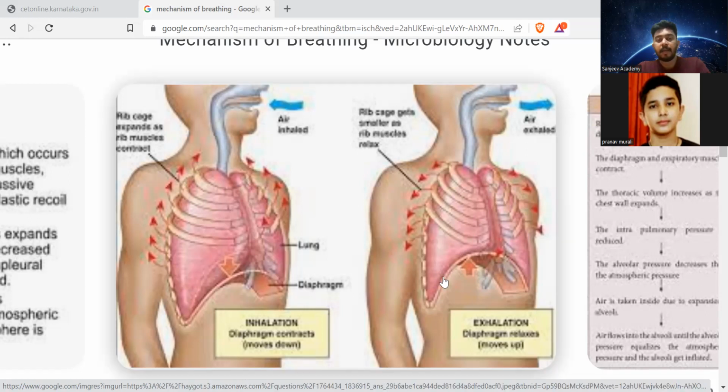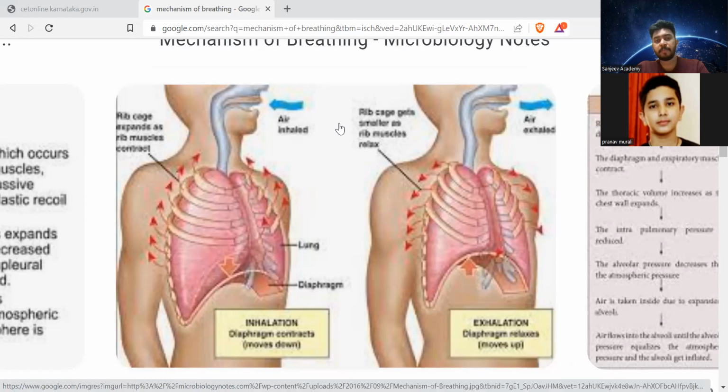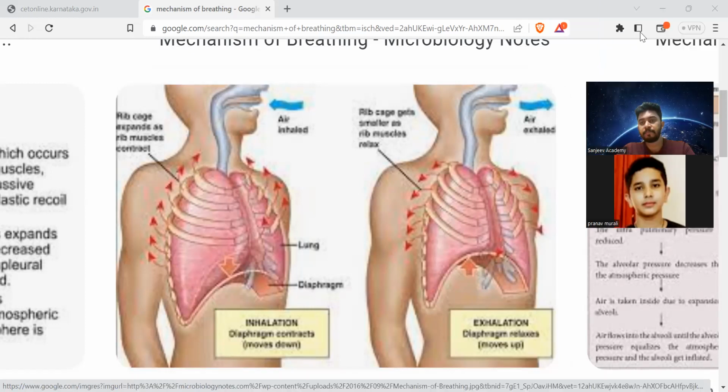I might have told the diagram wrongly at first. It's just the diaphragm. So I just wanted to clear that error. That's the only thing I haven't discussed about inhalation and exhalation during the last session. With this, I will go to the next topic, which is again respiration itself.